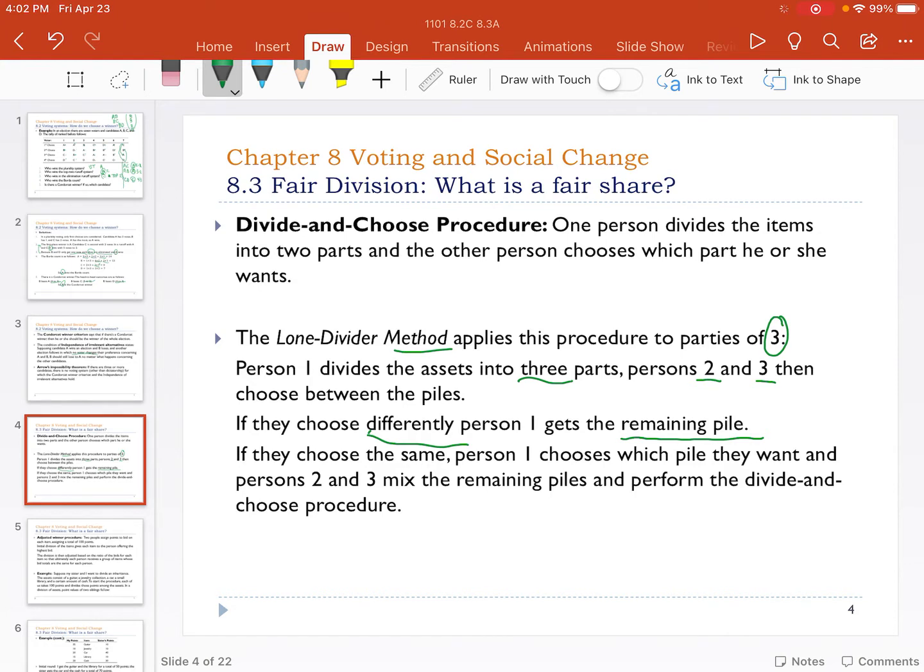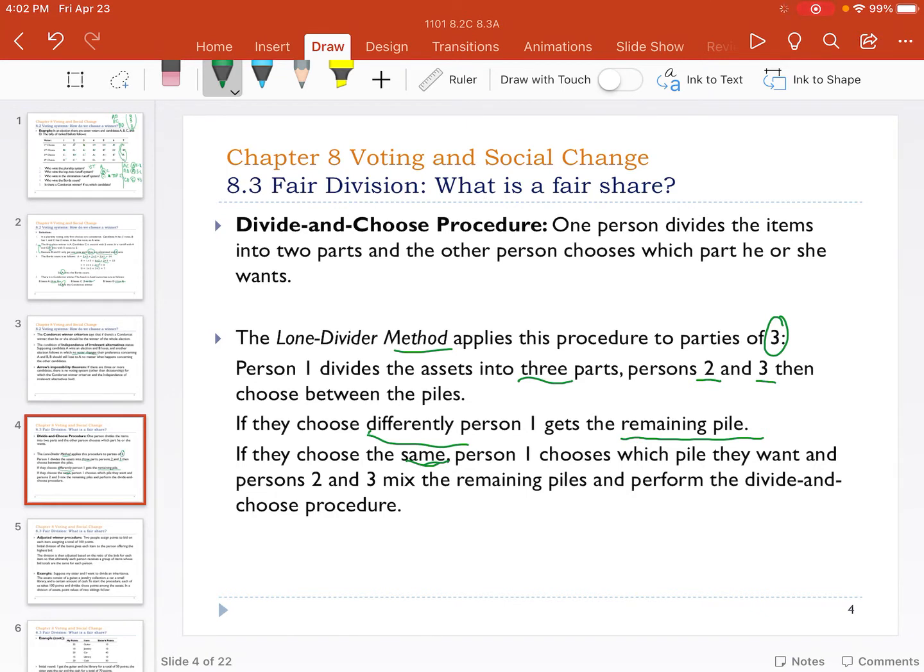If they choose differently, person 1 gets the remaining pile. So the idea is to carve it up as equally as possible, because if you give away 2 really good ones, you're going to get number 3. But as you perceive it, if it's all roughly equal, then you'll get whatever's left over. There will not be a debate. They'll just simply choose amongst themselves. And if they choose differently, it's basically done. But here's the thing. If they choose the same, that's different.